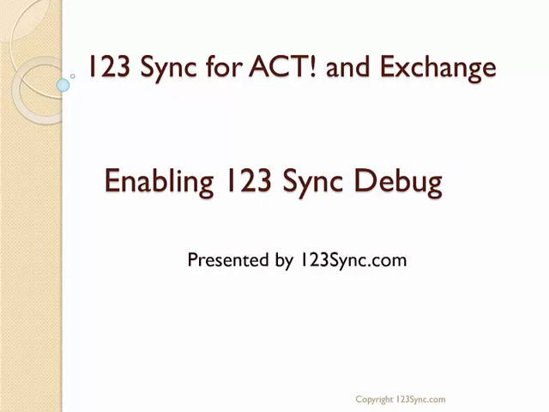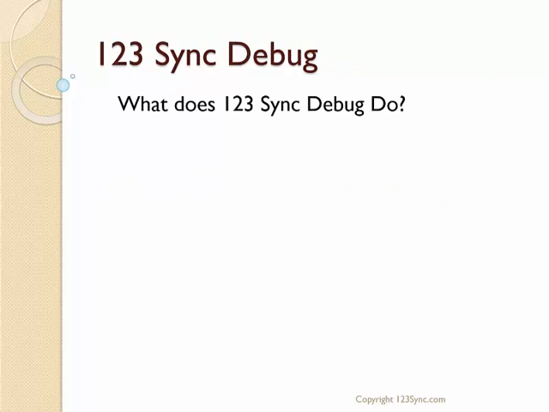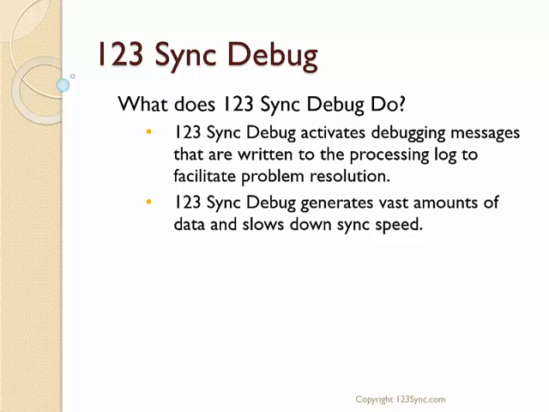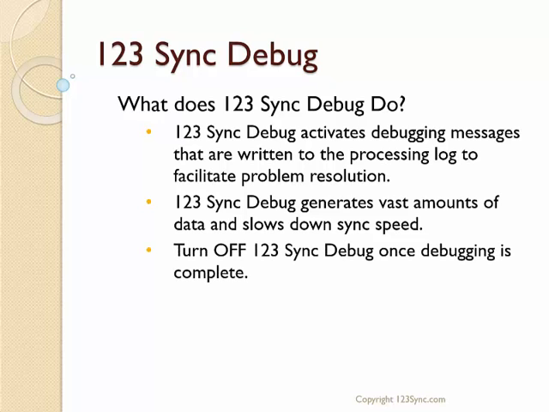Welcome to a presentation on how to enable 123 Sync Debug. So what does 123 Sync Debug do? It activates debugging messages within 123 Sync that are written to the processing log to facilitate problem resolution. It generates vast amounts of data and slows down the sync speed, so use it sparingly and only when requested. Turn off 123 Sync Debug once debugging is complete.